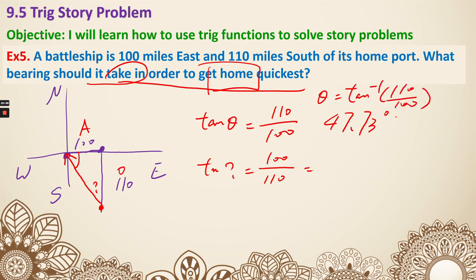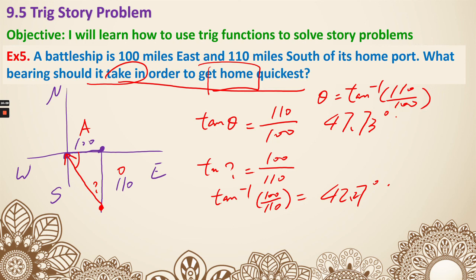Now I'm going to find the inverse. So the inverse is tangent⁻¹ of, let's say, question mark equals, well, not there actually, it is going to be 100 over 110. And see what angle that's going to get me. Tangent inverse of 100 over 110 is going to be 42.27 degrees. So clearly they do add up to 90 degrees actually.